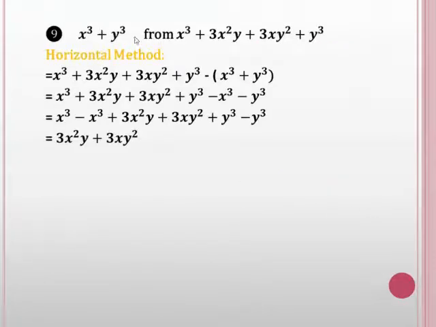Now question number 9 from the same exercise: subtract x cube plus y cube from x cube plus 3x square y plus 3xy square plus y cube. Now firstly we write this expression, x cube plus 3x square y plus 3xy square plus y cube, minus this expression, x cube plus y cube. Now we remove the bracket and we change the sign: x cube plus 3x square y plus 3xy square plus y cube minus x cube and minus plus is minus, so minus y cube.